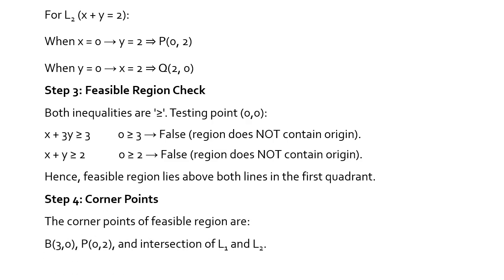Now in step 4 students, we have to find the corner points from lines L1 and L2 which lie in the first quadrant. These are the points for L1: it is point B, which has x equals 3 and y equals 0. And for the second one, for line L2, it is point P, which is (0, 2). And for the third point, we have to find the intersection point between L1 and L2.